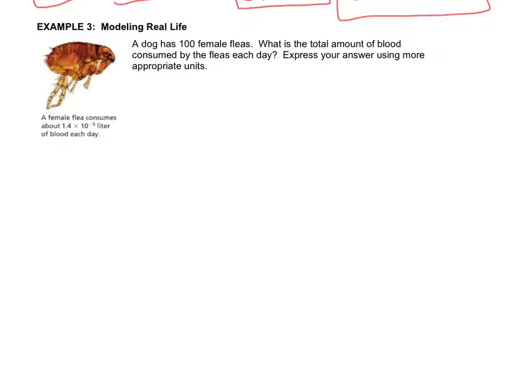All right, and the last one, we're going to do a little real life example here. A little kind of gross talking about the fleas here, but it's part of nature. So we have the dog has 100 female fleas. Over here, we know the female flea consumes about 1.4 times 10 to the negative 5 liters. It's important to see liters there of blood each day. What is the total amount of blood consumed by the fleas each day? Well, obviously we have 100 of the fleas times that number. So how do we put those two together?